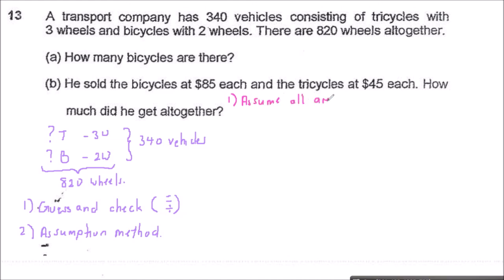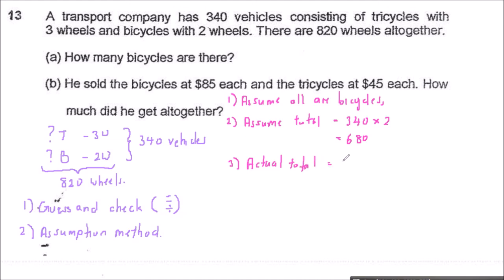all are. You can either assume it's bicycle or tricycle, but usually we assume the vehicle with the lesser number of wheels. Okay, so I'm going to assume all are bicycle. Okay, so the second step will be you find the assumed total wheels. So if you assume all 340 are bicycle, right? So the total number of wheels will be 320 times 2. We have 680.